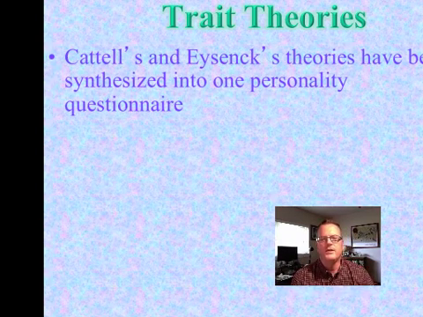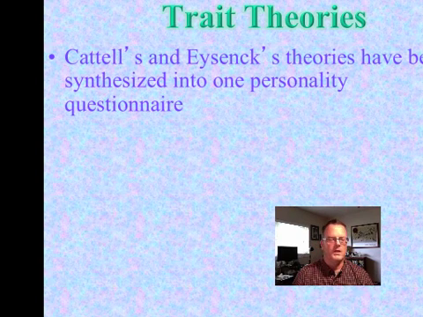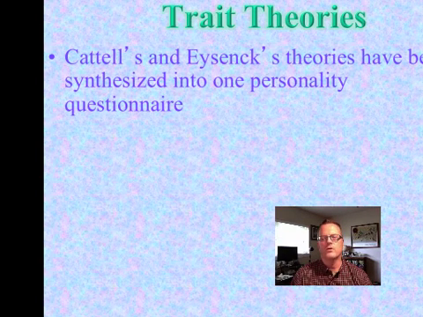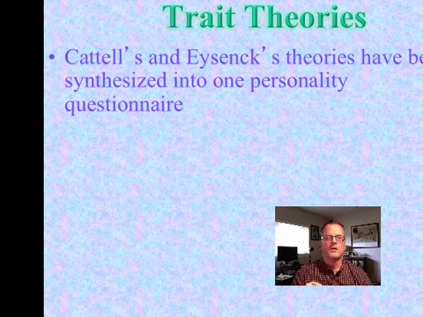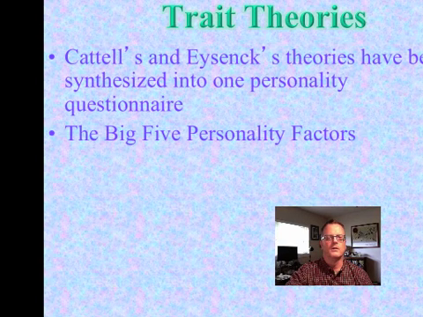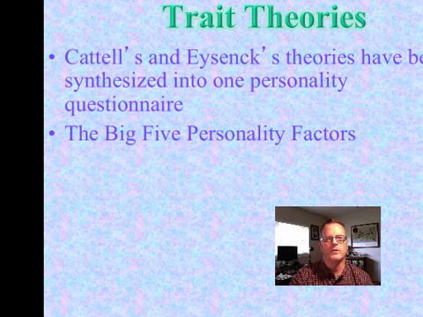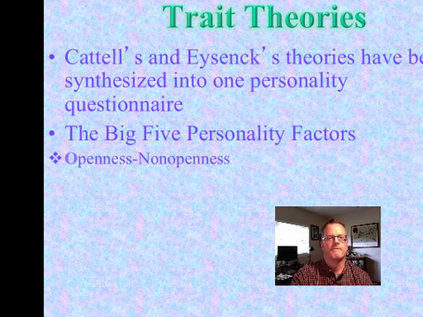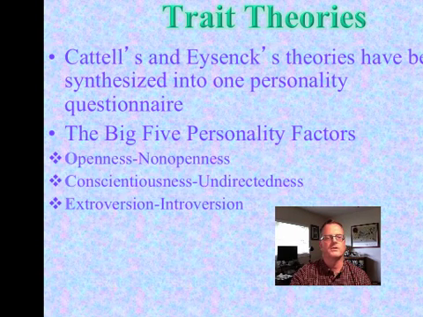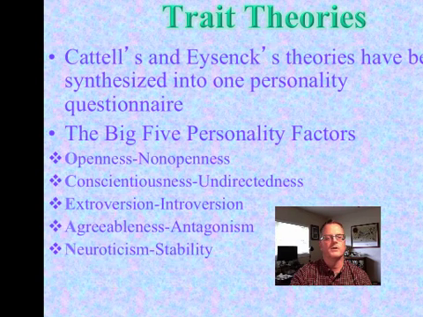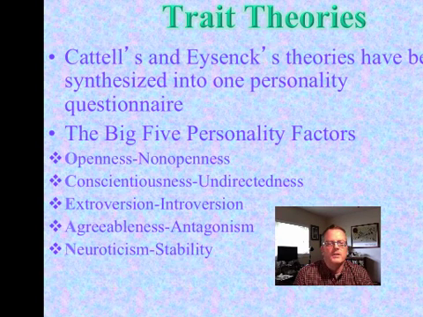Now, I've introduced both of these individuals and realize that the personality testing, the test that's used most often now, synthesizes Cattell's and Eysenck's work. And it's called the Big Five Personality Factors. And the acronym here to remember these, or the mnemonic device, is OCEAN. Okay, so openness, conscientiousness, extroversion, agreeableness, and neuroticism. So the first initial of all five leads to OCEAN.